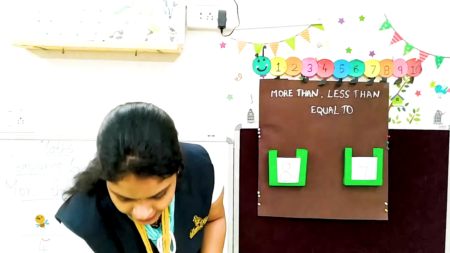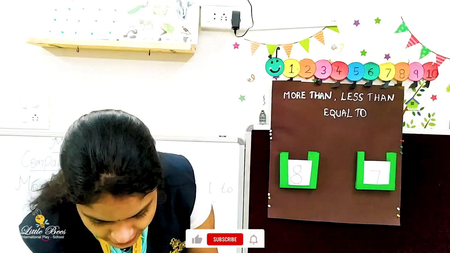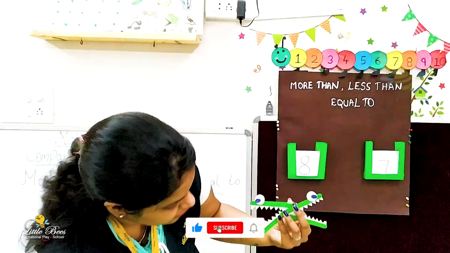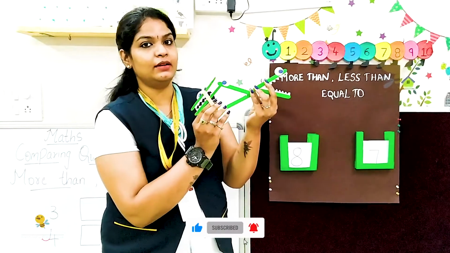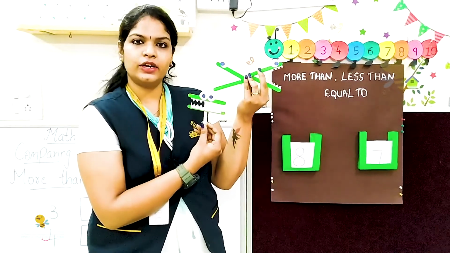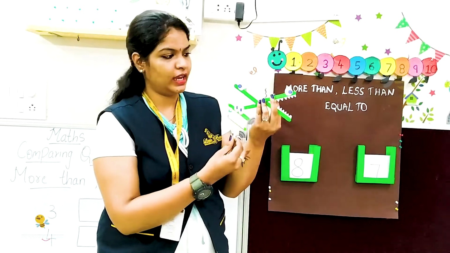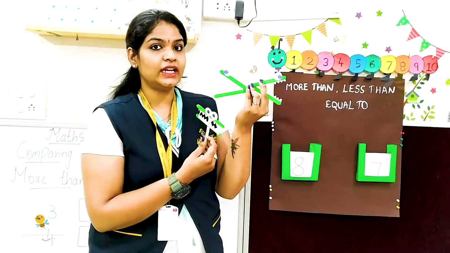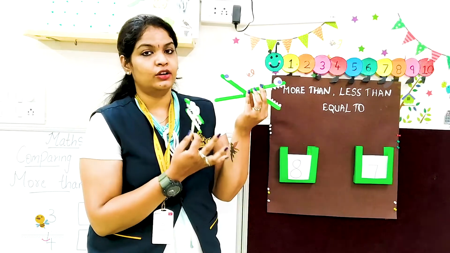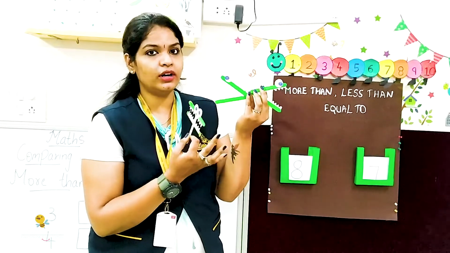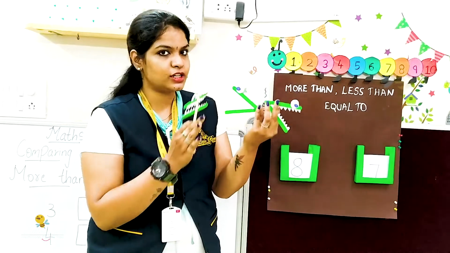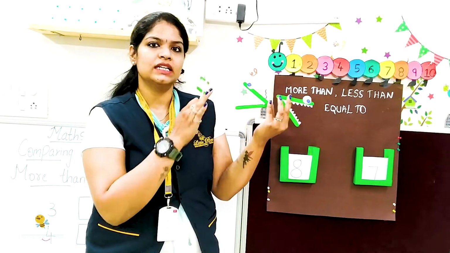Okay, I have a crocodile mouth here. This crocodile is going to teach us more than, less than and equal to. This crocodile always likes to eat more quantities. So which number is more? The crocodile likes to eat that side.